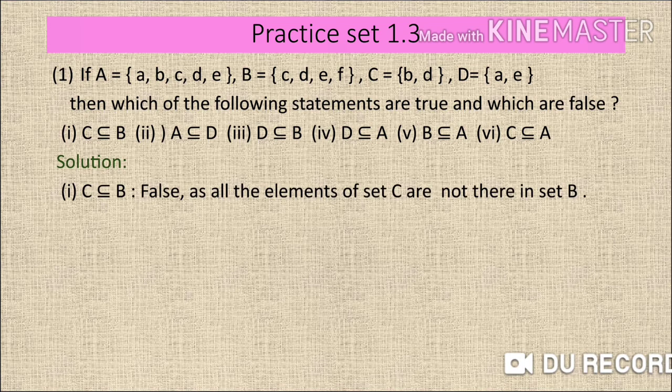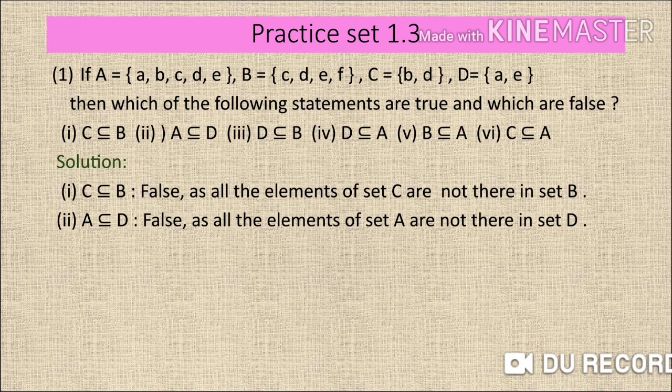First one, C subset of B. Solution. Set C consists of elements B and D, and set B consists of elements C, D, E, F. So, element B is not there in set B. Therefore, C is not a subset of B. So, C subset of B is false, as all the elements of set C are not there in set B. Second, A subset of D. Again this is false, as all the elements of set A are not there in set D.